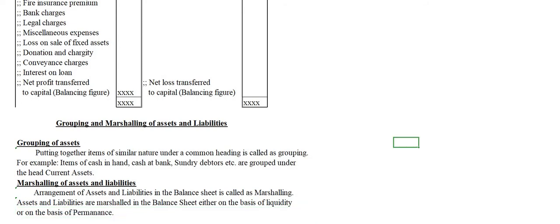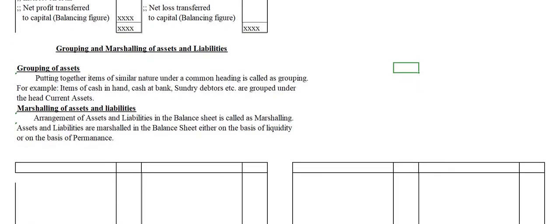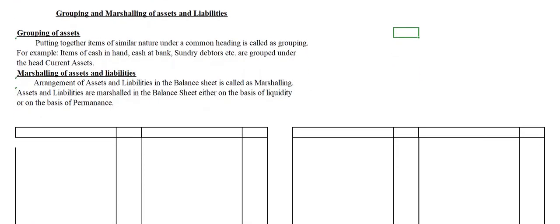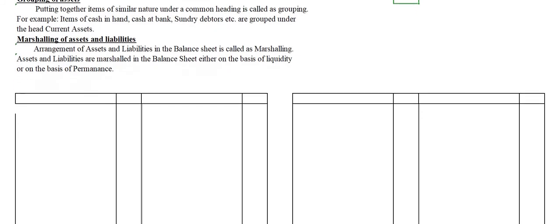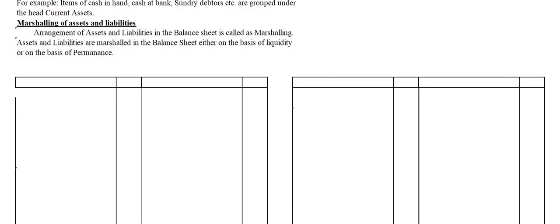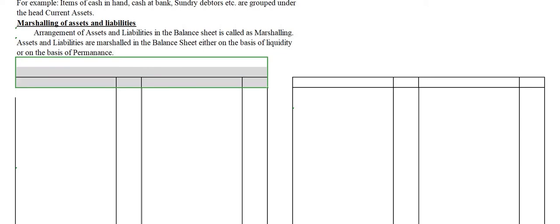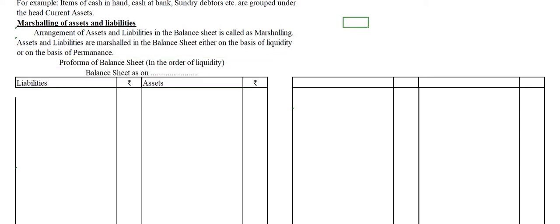Okay, so this is the way of preparing a balance sheet. We can prepare a balance sheet either on the basis of liquidity or on the basis of permanence. Here we are making the format of the balance sheet. This is the format of the balance sheet. The first format we are writing is on the basis of, what? On the basis of liquidity, or in the order of liquidity.